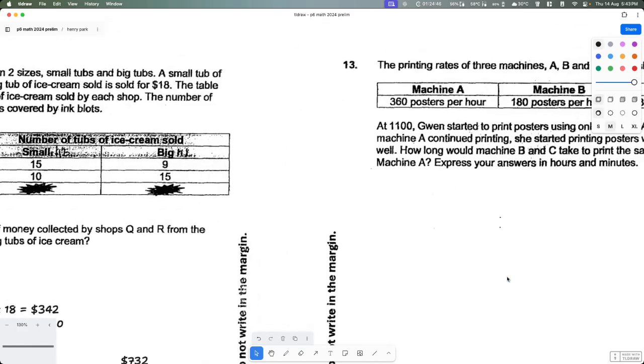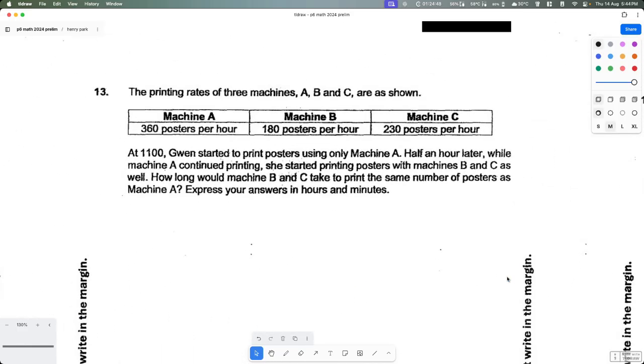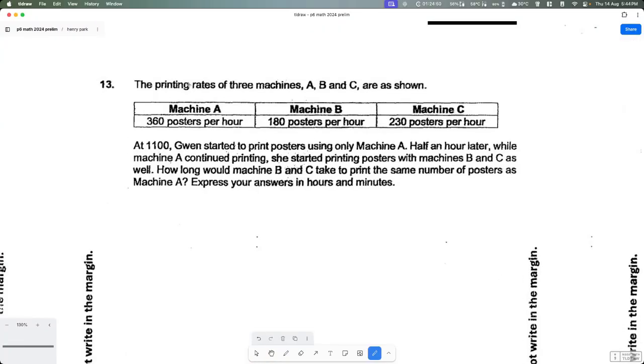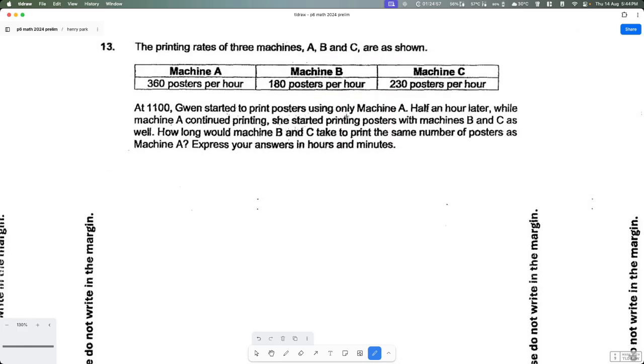Okay, let's move on to the next question. Question 13. The printing rates of three machines A, B, and C are shown below: 360 per hour, 180 per hour, 230 per hour. At 11 o'clock, Gwen started to print posters using only machine A. Half an hour later, while machine A continued printing, she started printing posters with machine B and C as well. How long would machine B and C take to print the same number of posters as machine A? Express your answer in hours and minutes.